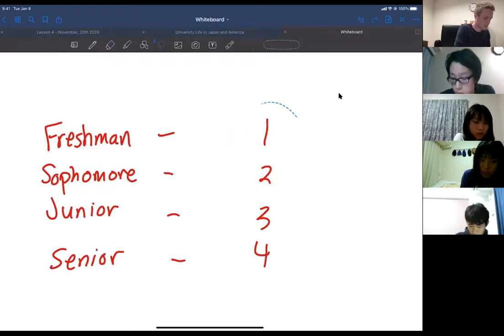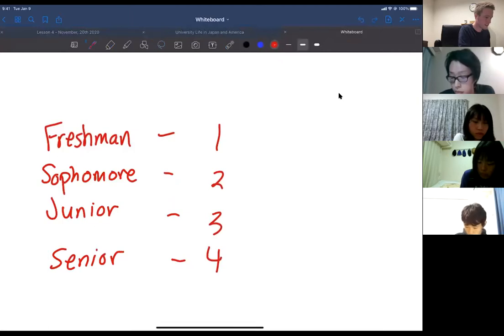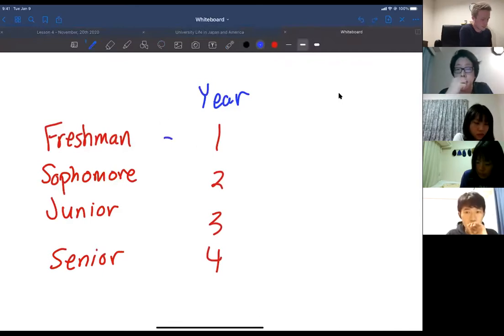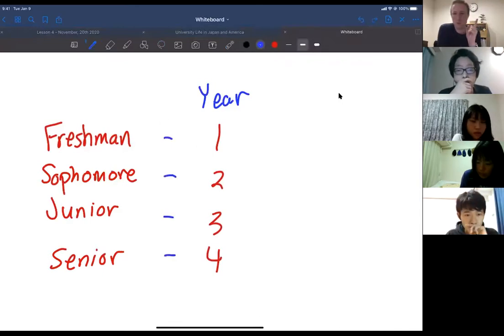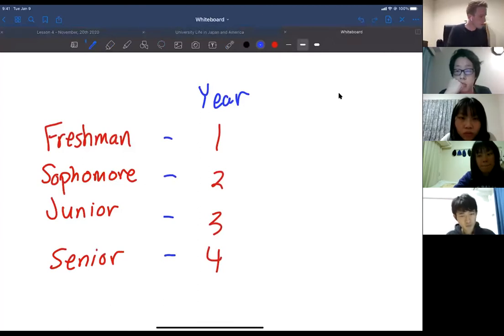I'm going to make this a little bit easier to read. Year 1, year 2, year 3, year 4. This is each name. Freshman, sophomore, junior, senior. In America. Maybe also other countries, but definitely America. Very good.